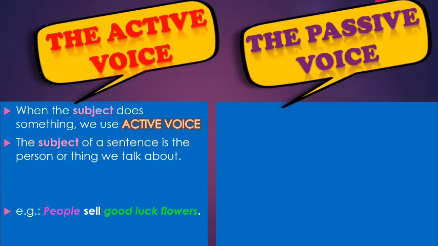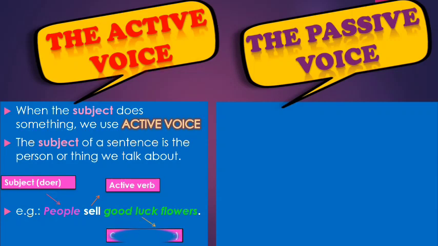Who sells good luck flowers? People. So, people here is the subject, the doer of the action. Sell here is an active verb. It can be in different tenses. In this sentence, it's in present simple. And good luck flowers is the object, the receiver of the verb.